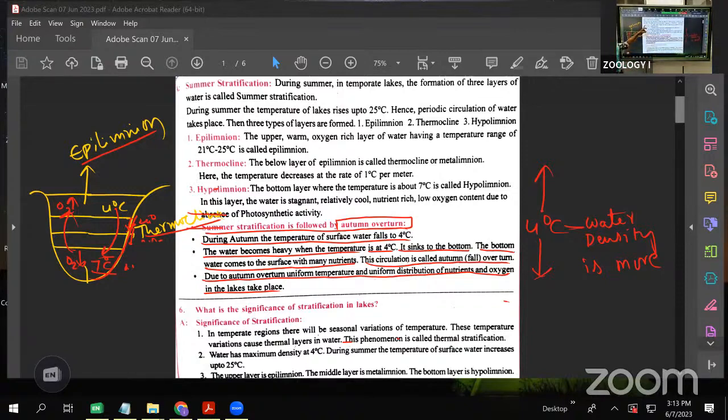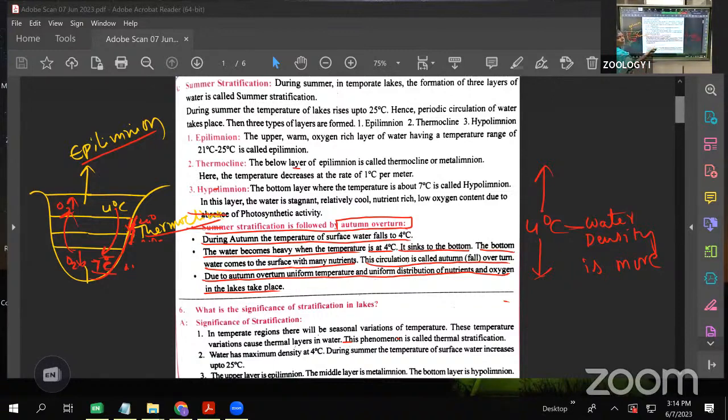What is it? The epilimnion is 21 to 25 degrees centigrade. In summer there is more heat, that's why the upper region is 21 to 25 degrees centigrade. Next, the thermocline. What is it? The water below the epilimnion is called the thermocline. Here the temperature decreases by 1 degree. Last, the hypolimnion. How much temperature is there? 7 degrees centigrade. Clear?